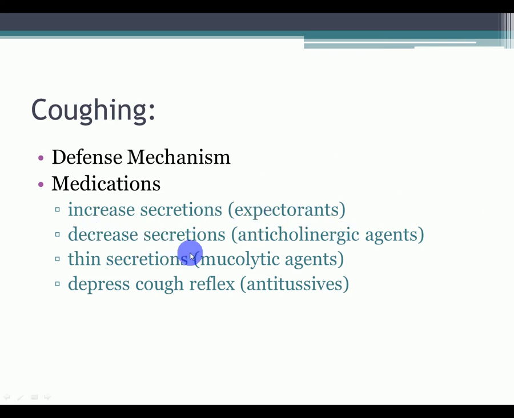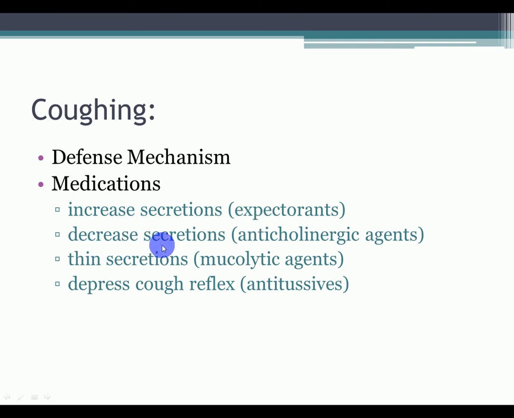Those that decrease secretions, those are known as anticholinergics. Those that thin the secretions, those are your mucolytics, and those that depress the cough reflex, the antitussives. So as you can see, even though we think of suppressing coughing as something simple, there's actually a lot of different medications for that. Those that increase secretions, your prototype is like Robitussin, and we're very familiar with Robitussin.